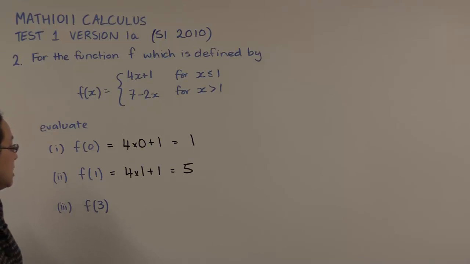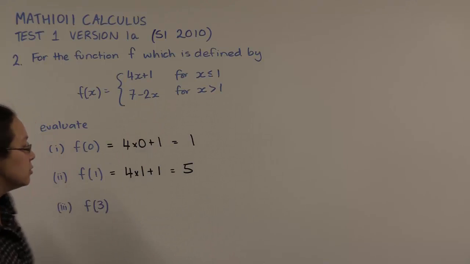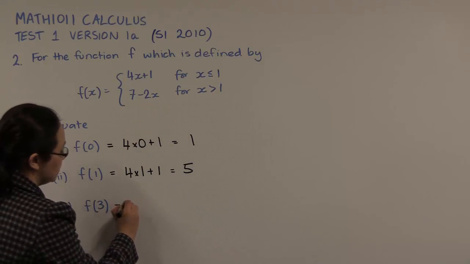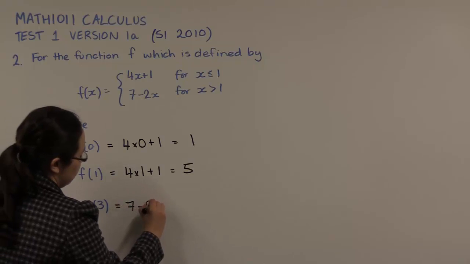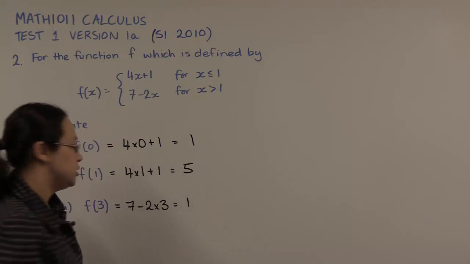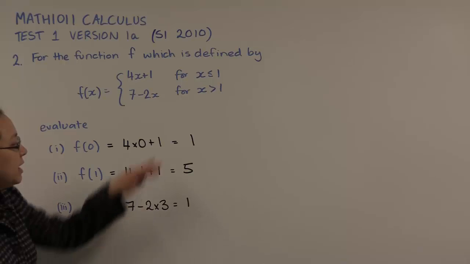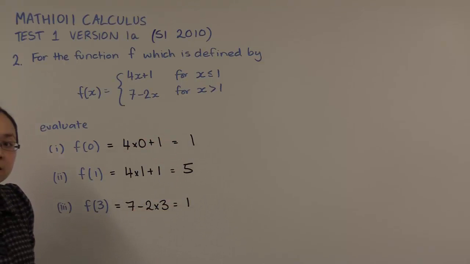And in part 3, we want the function value at x equals 3. Well, 3 is bigger than 1, so we're using the second rule, 7 minus 2x. So f of 3 is 7 minus 2 lots of 3, and 7 minus 6 is 1. So they're not asking you to sketch this function or anything, just to evaluate the function at particular values for x.